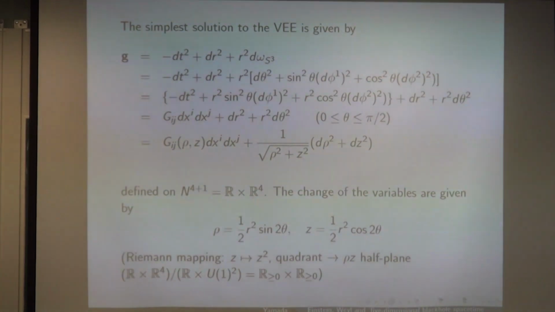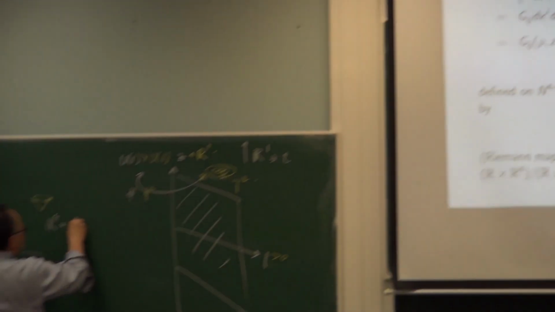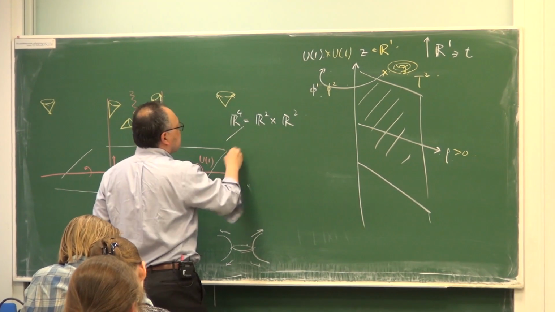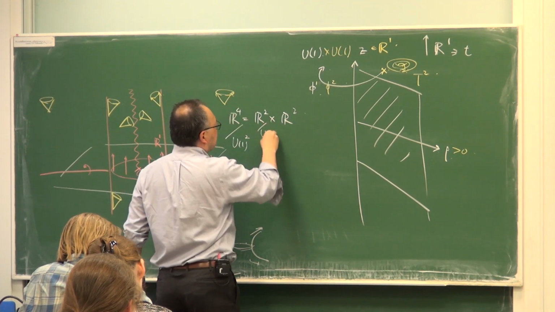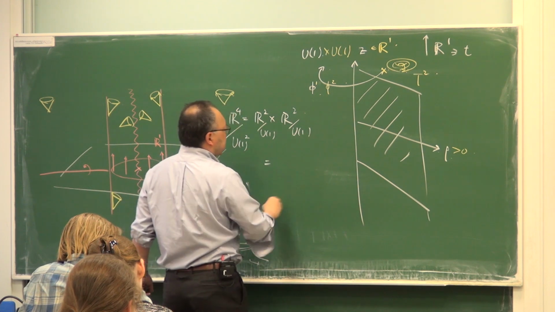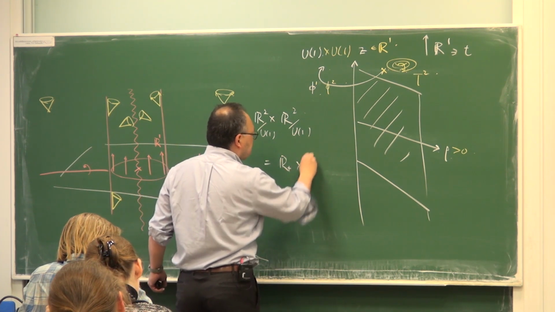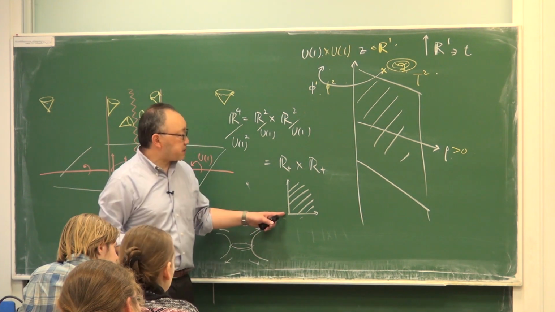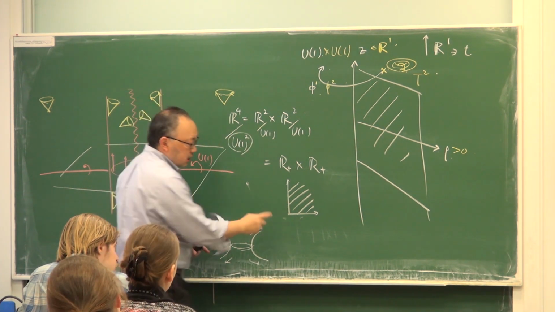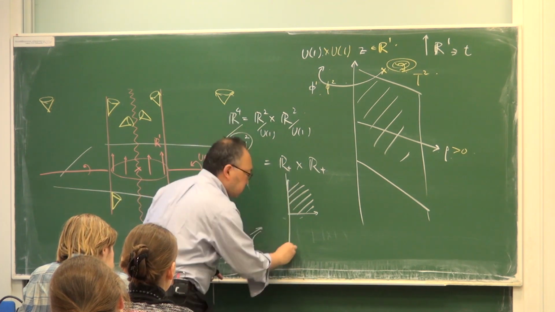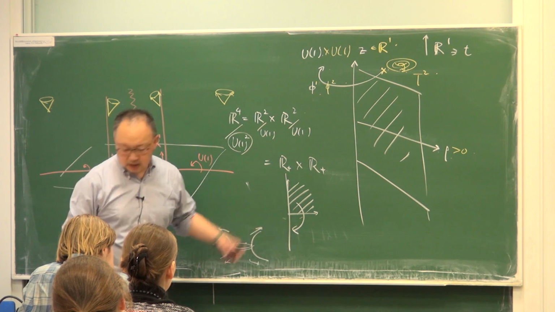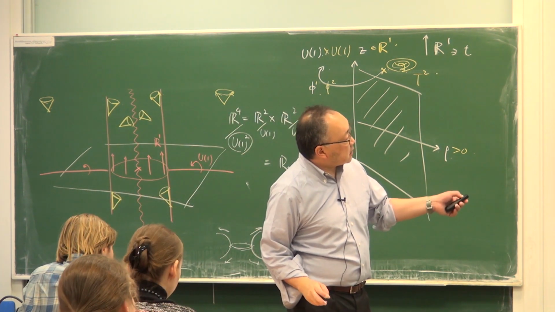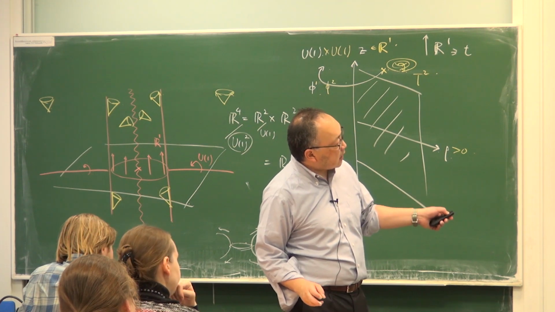Okay, but what's happening is that maybe I'm going too slow here, but R4 is R2 cross R2. And then if you divide by the U(1) squared, then what you get is R plus times R plus. So it's the first quadrant, okay? So this is the quotient space of R4 by this symmetry. But then we're interested in a half space model. So just do the Riemann mapping. So make it the half space. So that's this thing, okay? And then do the change of variable. Okay, so you get this Weyl coordinate system for the Minkowski metric.